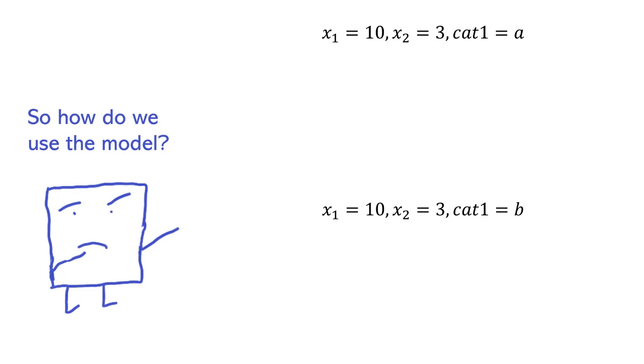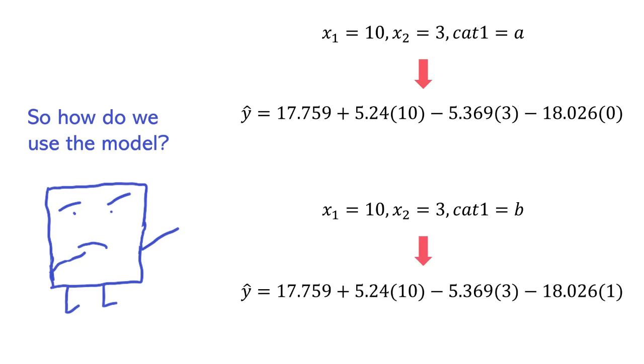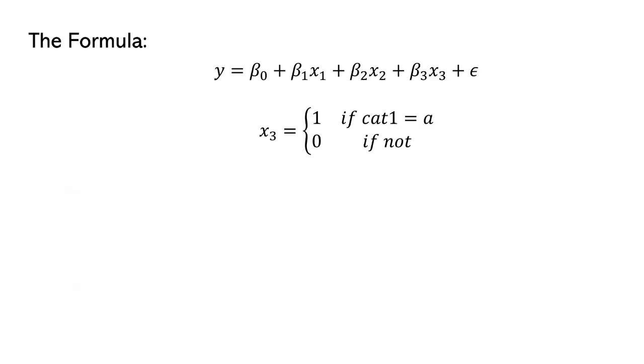So, how do we use this model? Let's say we have x1 equals 0, x2 equals 3, and cat1 is a. Since cat1 does not equal b, then x3 equals 0. While if cat1 is equal to b, then x3 will equal 1. So, that was the model when the base level is a.